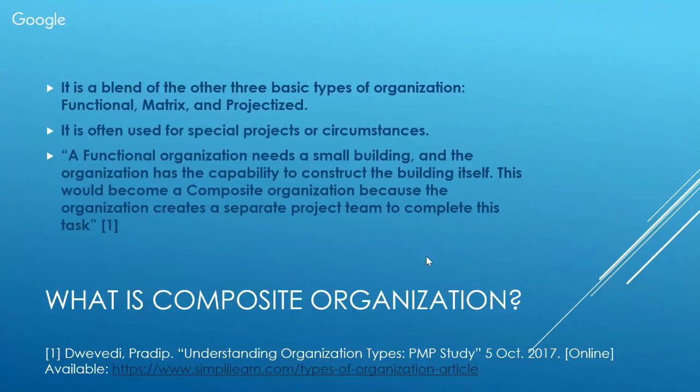So for example, you can have a functional organization that needs a small building, obviously for its office. And this organization also has the capability to construct the building itself. For example, maybe it's a contracting company and they're first starting off and they want to build their own buildings. So this would become a composite organization because the organization creates a separate project team to complete this task.